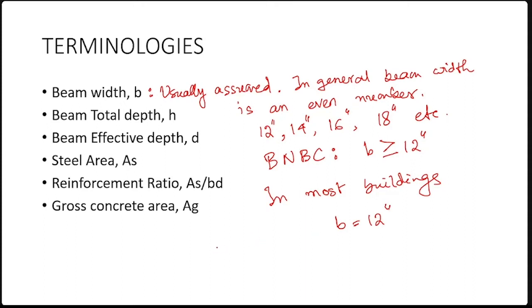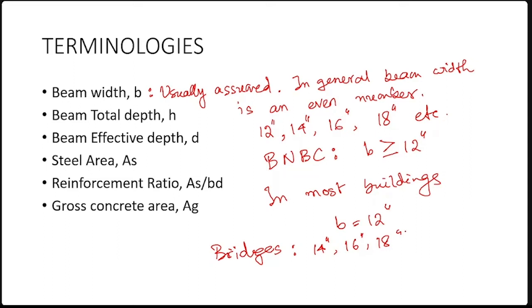In bridges, when I say bridges, I also mean flyovers, elevated expressways, metro rail, and everything. In bridges, it could be 14, 16, and 18. A beam width larger than 18 is rare. And as I already told you, we do not calculate beam width. We just assume something for beam width.